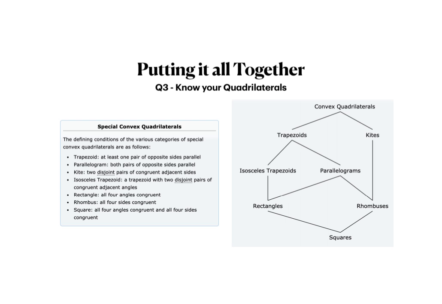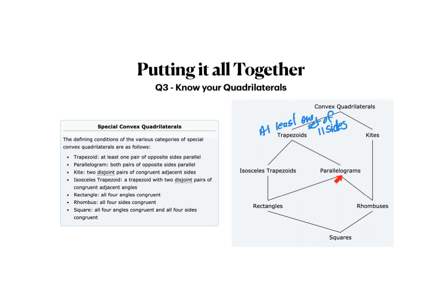So we've got to put it all together and we've got to know our quadrilaterals. If you look at this diagram, you can see I have convex quadrilaterals. Within this category, I have trapezoids that have at least one set of parallel sides. So within the category of trapezoids, I have also isosceles trapezoids that have exactly one set of parallel sides with the non-parallel sides being congruent.